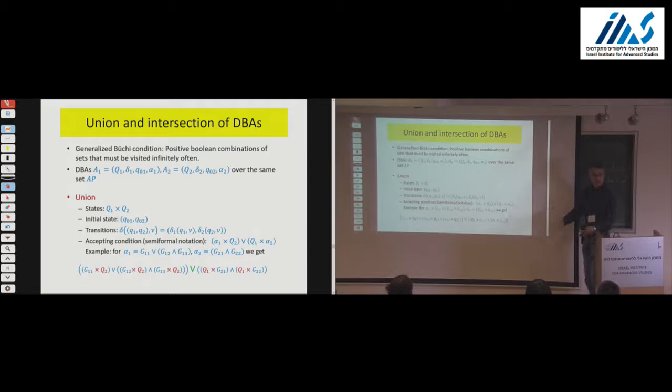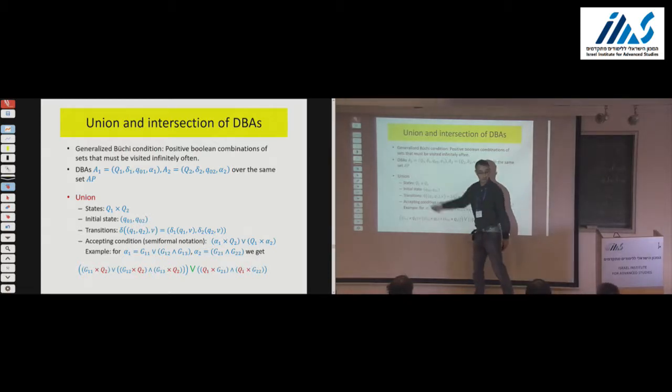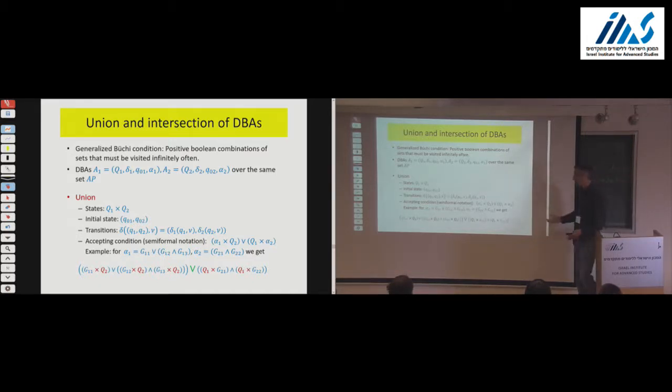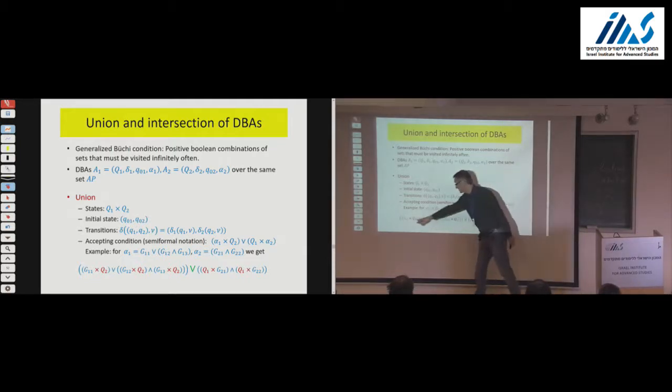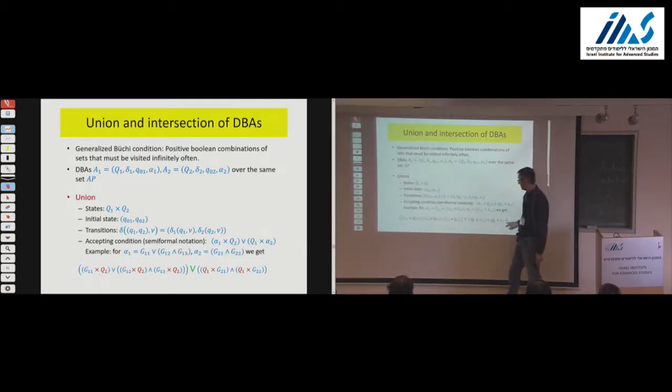Now you have again a positive Boolean combination telling you that you have to visit some sets of the product automaton infinitely often. So you have again a generalized Büchi condition. And why is this working? Essentially, if you have a run which satisfies this condition, the run will satisfy either this or that. If it satisfies this, the projection of the run onto the first component is going to satisfy this condition, and otherwise the projection of the run onto the second component is going to satisfy the condition for the second automaton. Everybody happy with this?